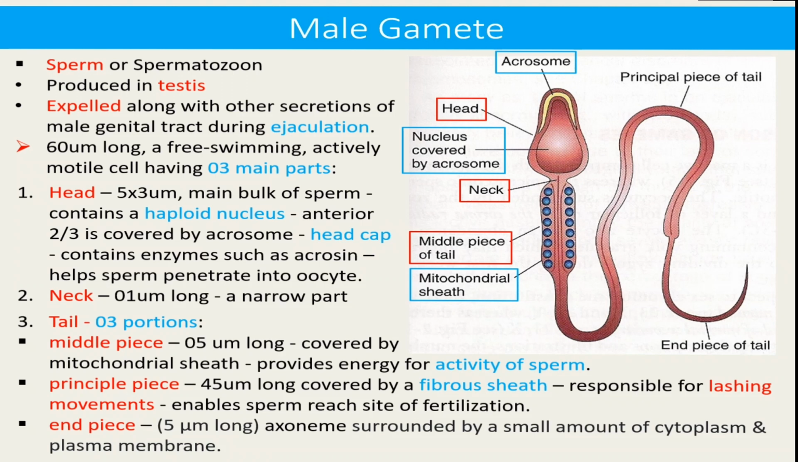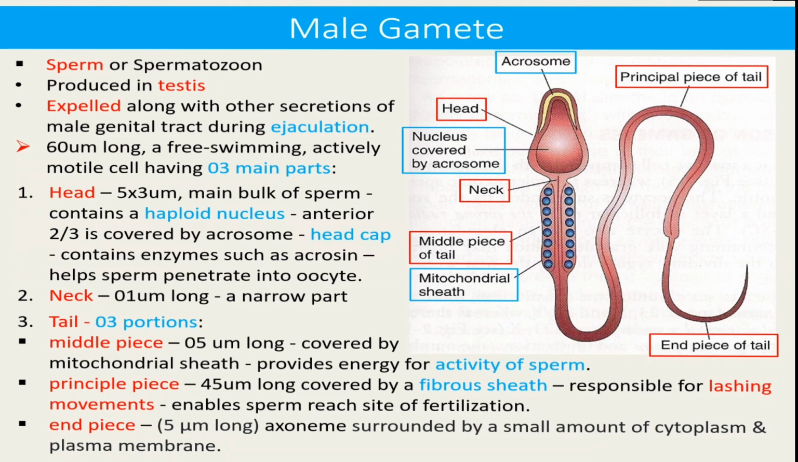The second part is the principal piece, which measures 45 micrometers and is covered by a fibrous sheath, which is responsible for the lashing movement of the sperm and enables it to reach the site of fertilization, and the energy is provided for this activity by the mitochondrial sheath.